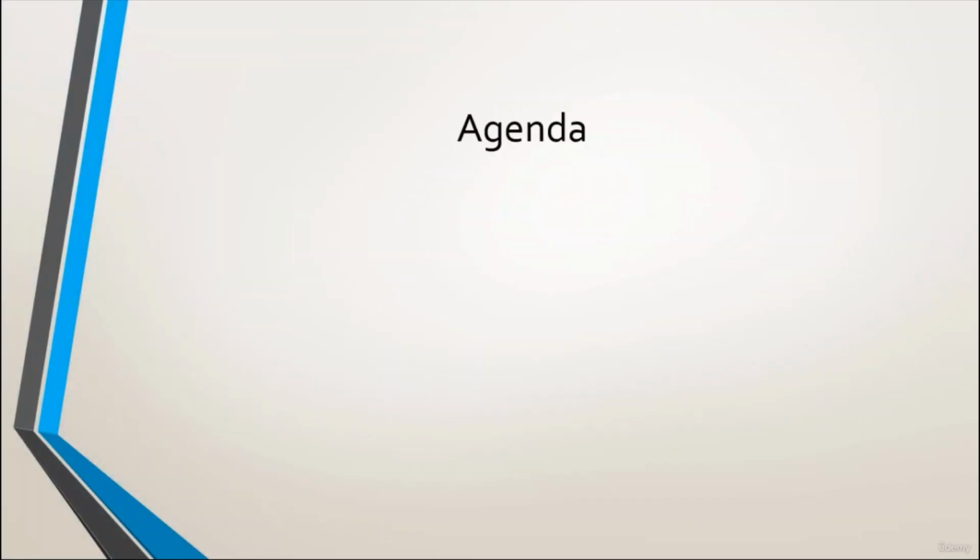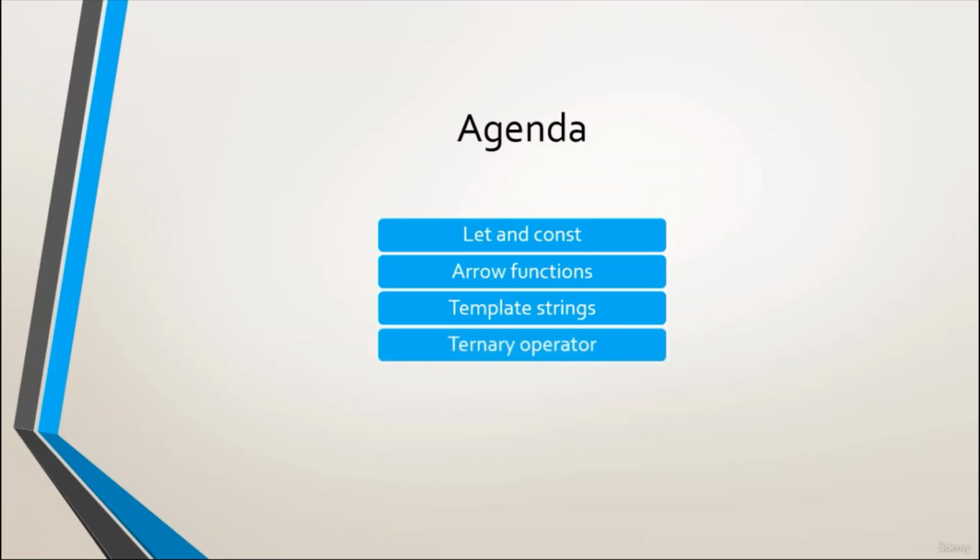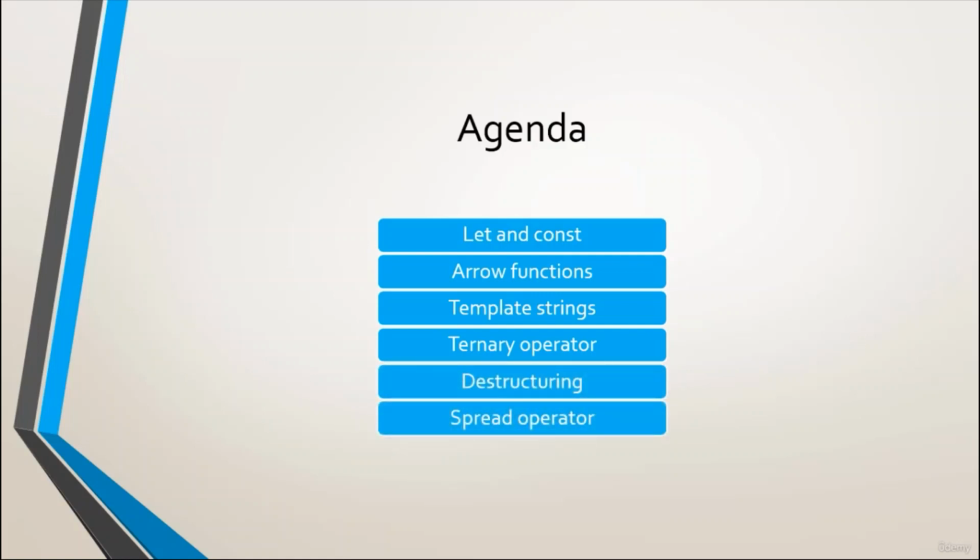See a review of modern JavaScript. We will see features such as let and const, arrow functions, template strings. We will also see the ternary operator, improvements to the literal notation of objects, the structuring and the spread operator. We will also see classes, the map function, promises, async await, and modules.